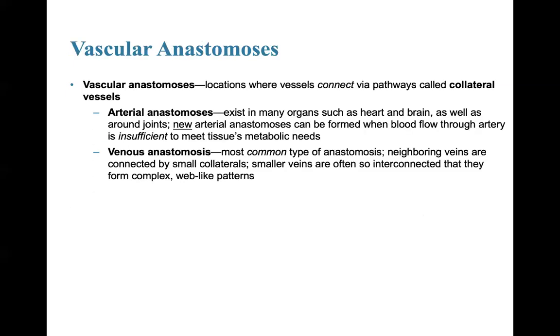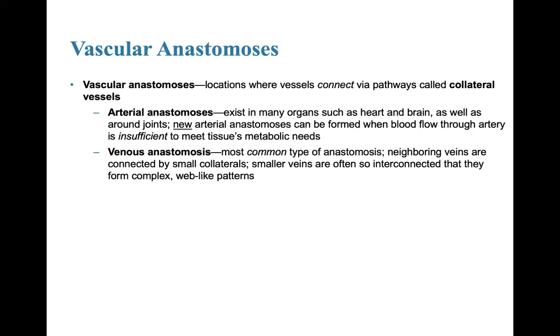Now, vascular anastomoses, these are locations where the vessels connect via pathways called collateral vessels. Arterial anastomoses exist in many organs such as the heart and brain, as well as around joints. New arterial anastomoses can be formed when blood flow through an artery is insufficient to meet the tissue's metabolic needs. And if the tissue is demanding more, you can actually increase blood vessel growth by these anastomoses, and therefore increase blood flow to those areas.